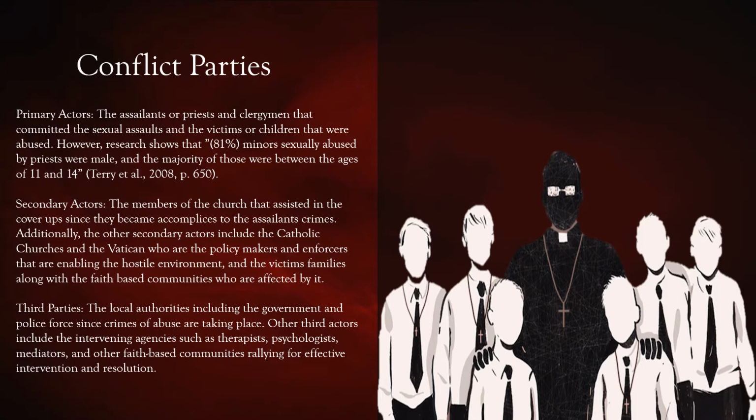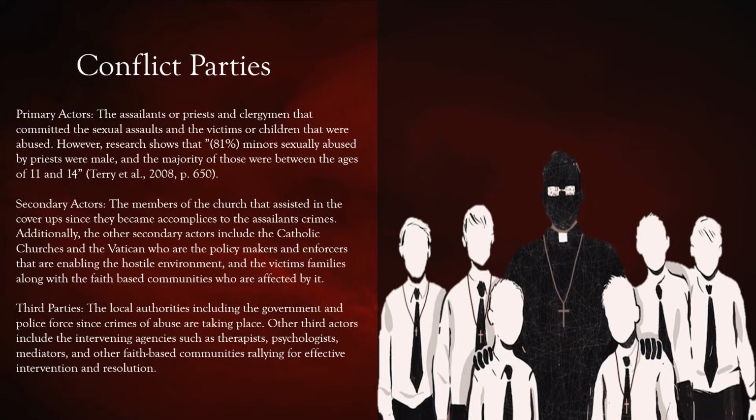The next component of the conflict mapping tool identifies the parties within the Catholic Church child abuse crisis. The primary actors within this conflict are the assailants, or priests and clergymen that committed the sexual assaults, and the victims, or children that were abused. However, research shows that 81% of minors sexually abused by priests were male, and the majority of those were between the ages of 11 and 14.